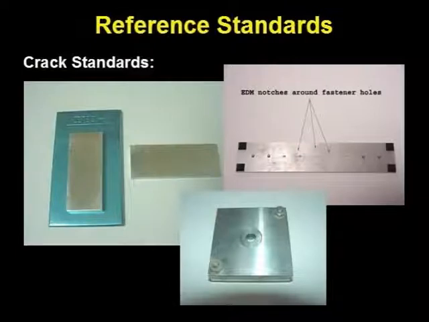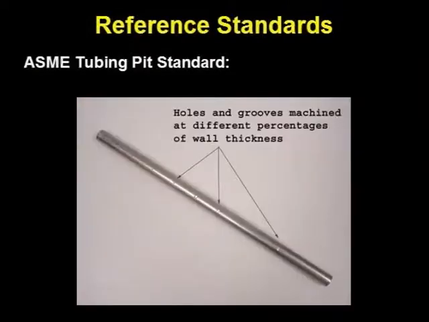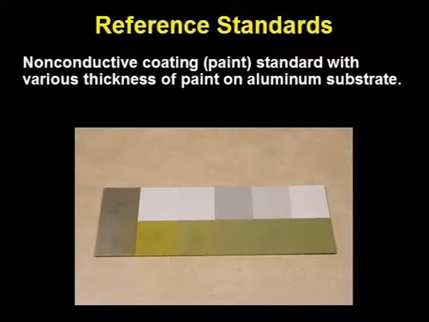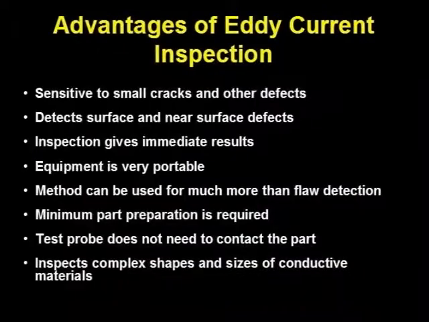The image on the left has EDM notches of various depths, and the two on the right show EDM notches at fastener holes. This ASME tubing pit standard has holes and grooves machined at different percentages of the wall thickness. This coating standard has various known thicknesses of paint on an aluminum substrate.